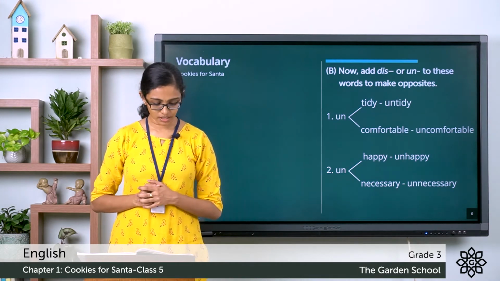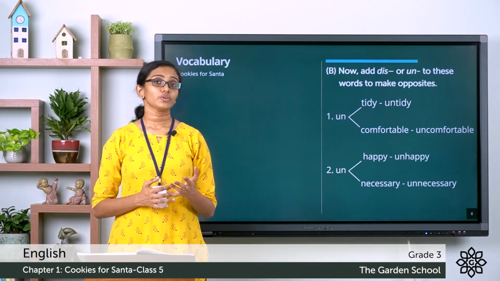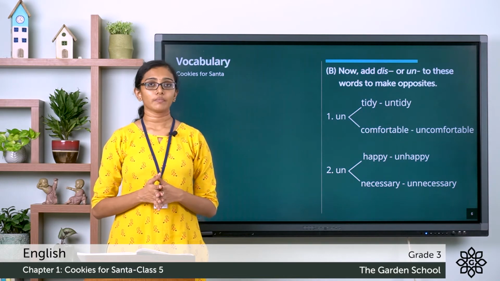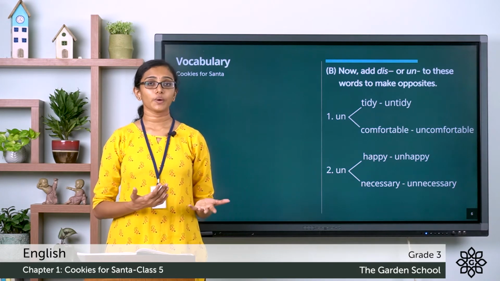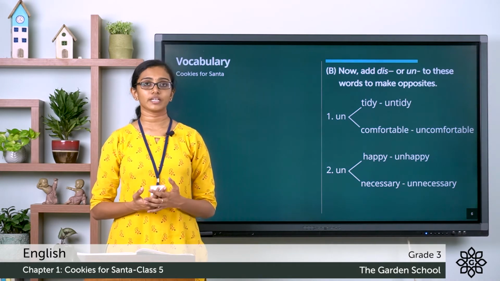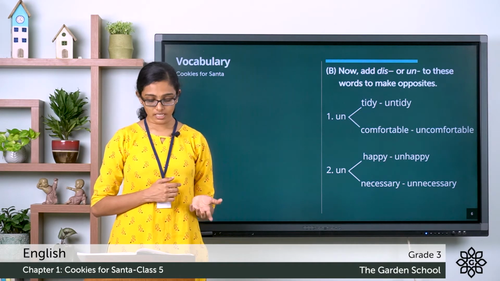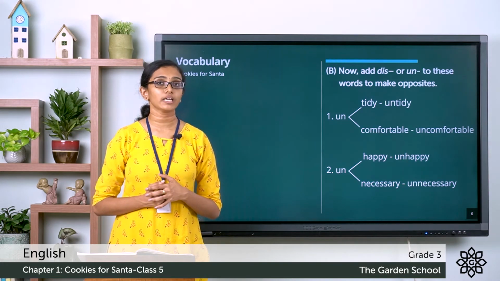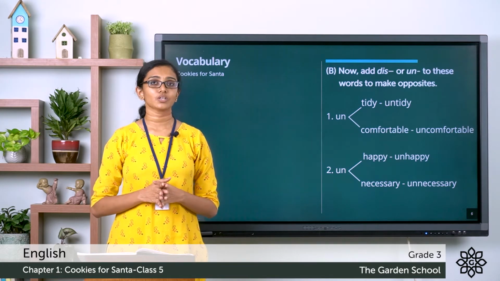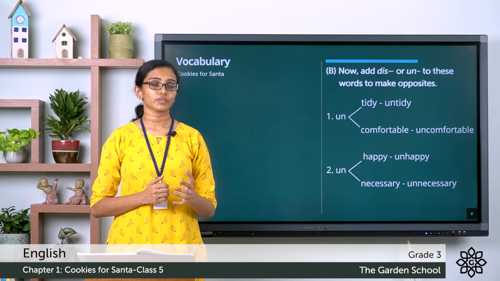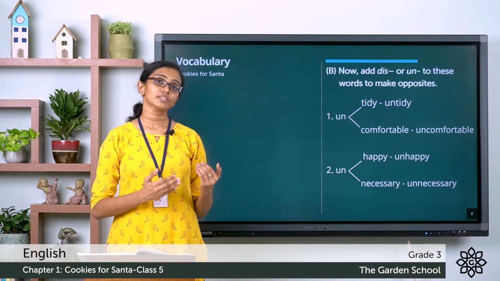Similarly, in the next set, you have the words happy and necessary. So when you add the prefix UN to the word happy, you get unhappy, which is the opposite of happy. And when you add UN to necessary, you get unnecessary, which is its opposite. Now what about question number 2, honest and agree? Which prefix can you add? UN or DIS? You can add DIS to the word honest to get dishonest, which is its opposite, and you can add DIS to the word agree to get disagree, which is its opposite.